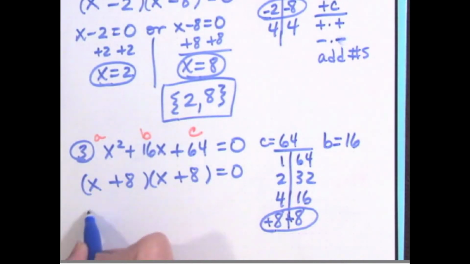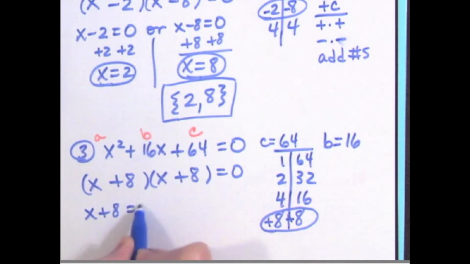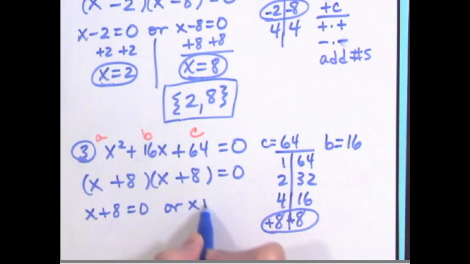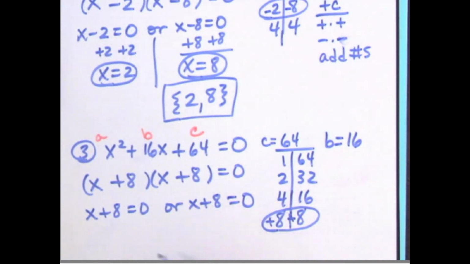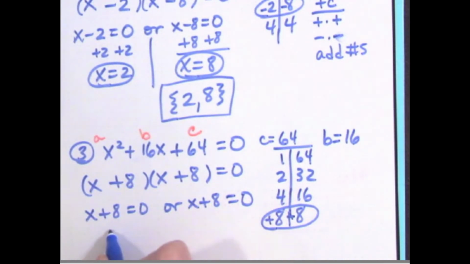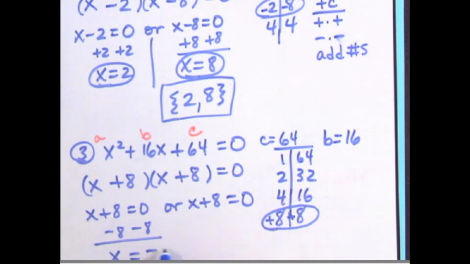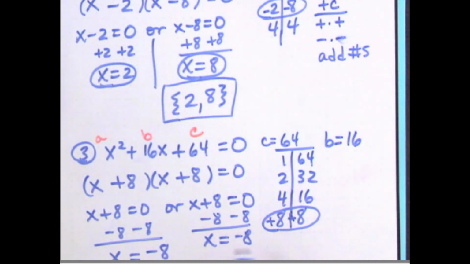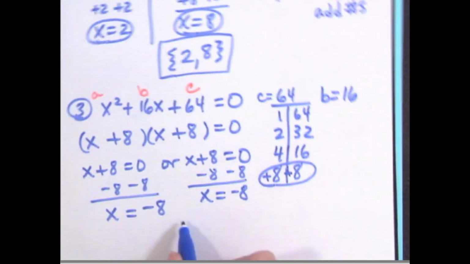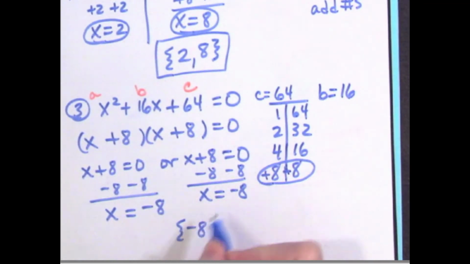And then we'll set each factor equal to 0. But wait a minute, those are the exact same factors. So we really just need to solve one. So that'll be x is equal to negative 8. Over here we would have gotten the same thing just to show you. So that would be x equals negative 8. So we have a double root here, so we just write that one time.